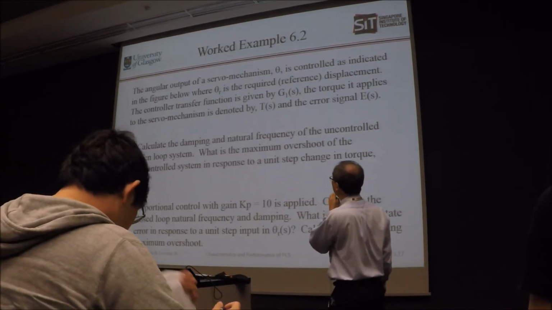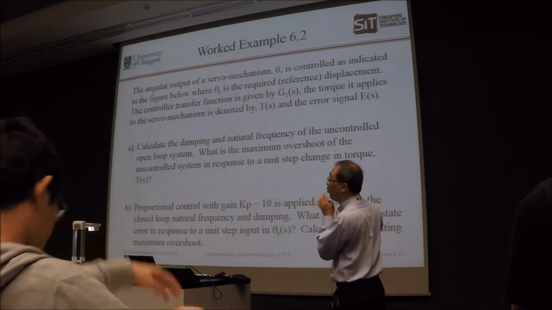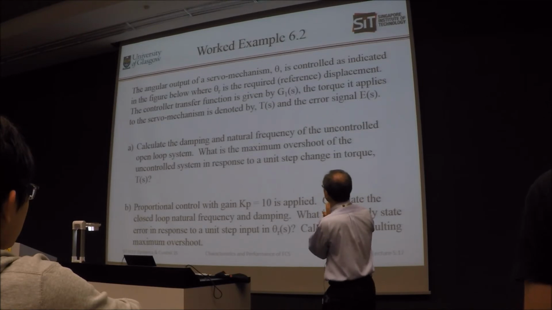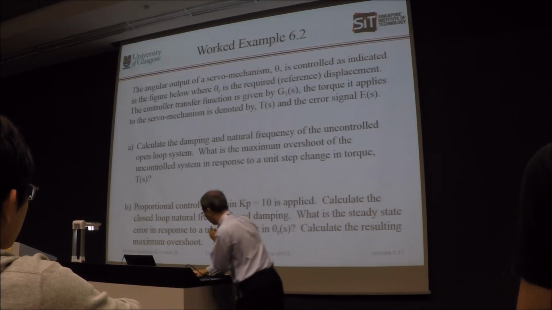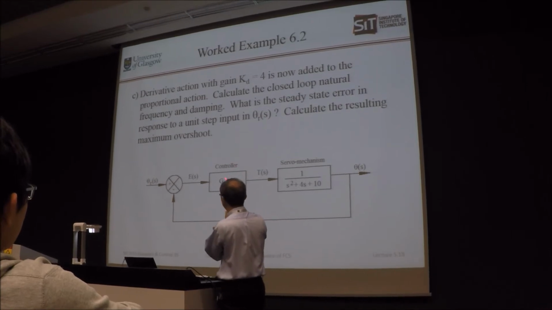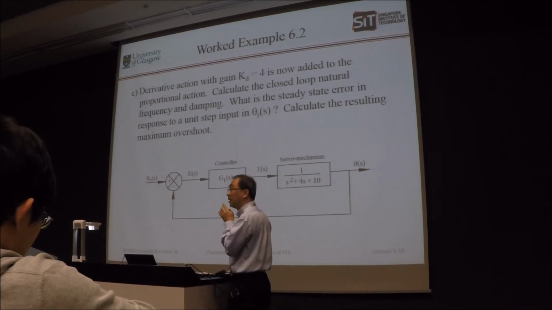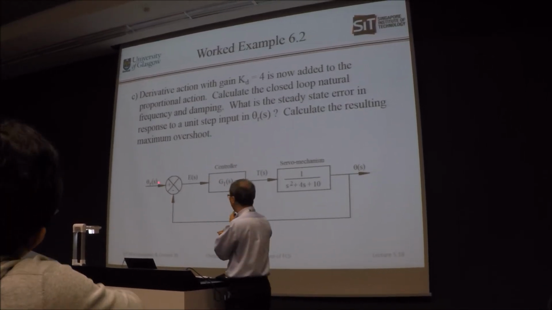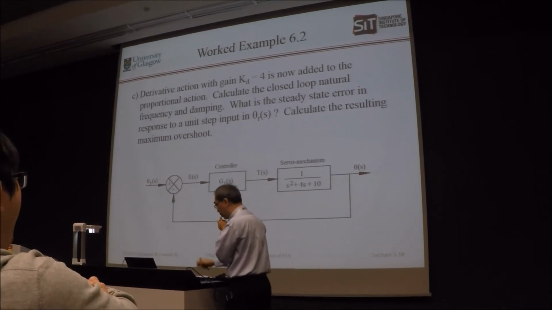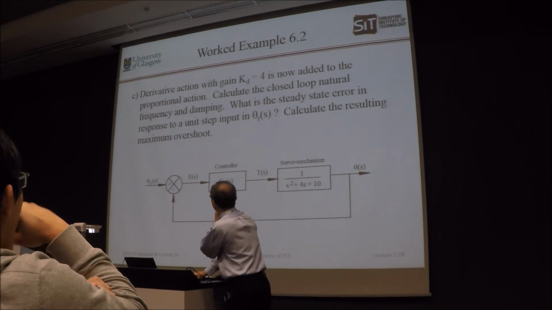This work example 2, you have an angular output of a servo mechanism. It's actually controlled as indicated in the figure below. You have this servo mechanism, and then you have a controller G1. And then what happened here is your reference input is your reference angle. And then you have this angle that you're trying to control through your servo mechanism.